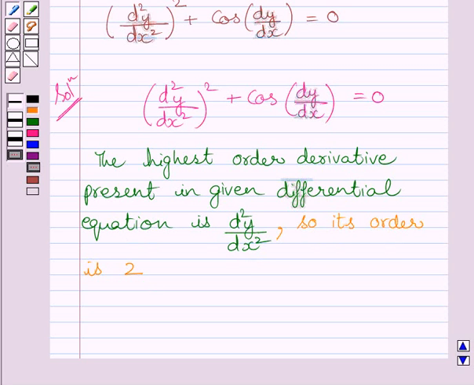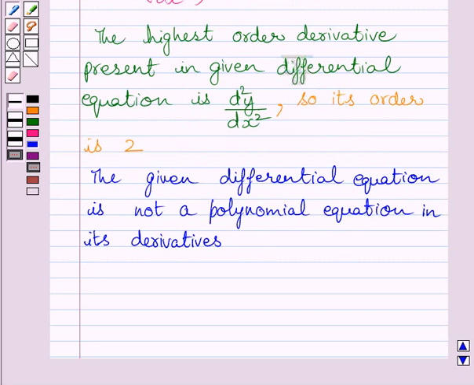Now let us discuss about degree of the given differential equation. Degree of a differential equation is defined if it is a polynomial equation in its derivatives. Now clearly we can see this given differential equation is not a polynomial equation in its derivative dy upon dx. So we can write the given differential equation is not a polynomial equation in its derivatives, and so its degree is not defined.